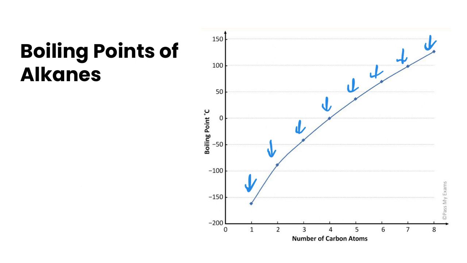Now, to explain this in alkanes, if you recall, alkanes have London forces, and London forces only because they're made up of carbons and hydrogens. There are no molecular dipoles here. And so, as we know, London forces will increase as the size of the molecule increases. So that's going to result in an increased boiling point.